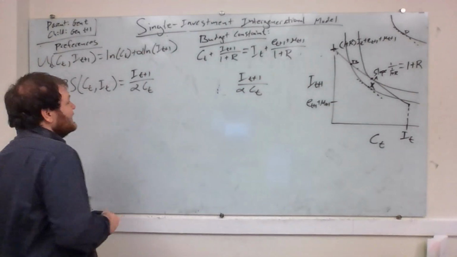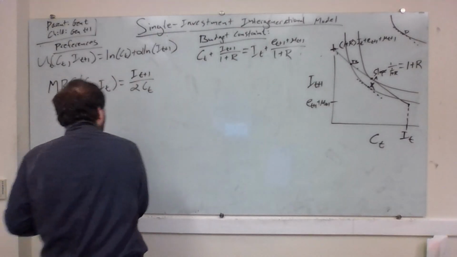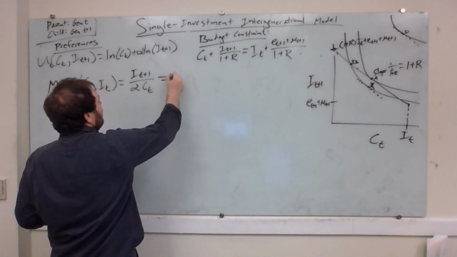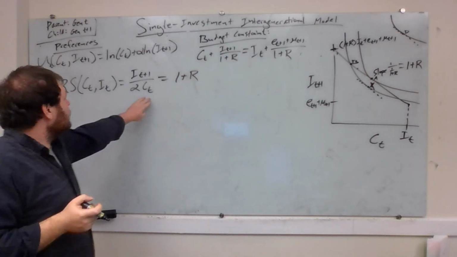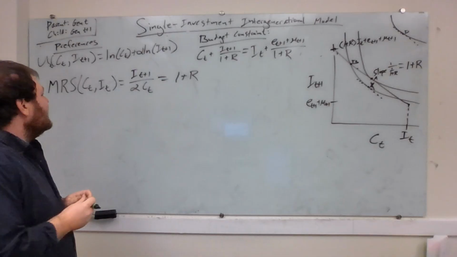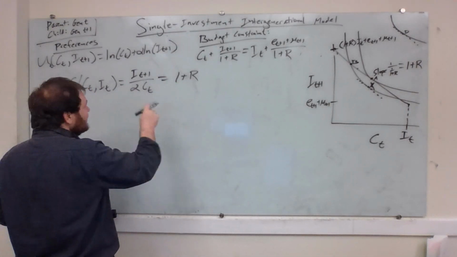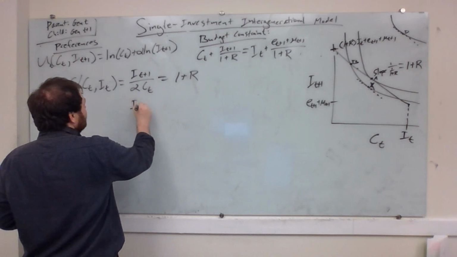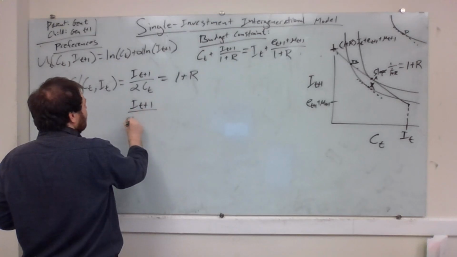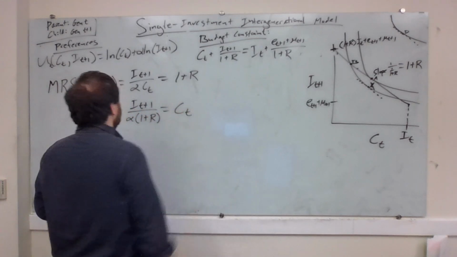And as we said, we're going to set this thing equal to our price ratio. So we're going to say It+1 over alpha Ct has to equal 1 plus r, which is going to allow us to get one of our goods in terms of the other, right? So why don't we say, what's our It+1 going to be as a function of Ct? Actually, let's do Ct as a function of It+1. So we're going to say It+1 over alpha times 1 plus r is going to equal Ct, right?